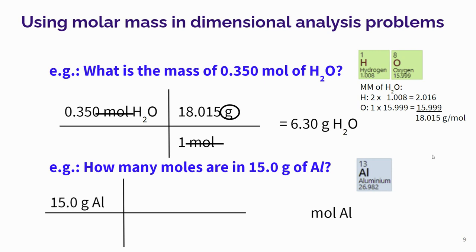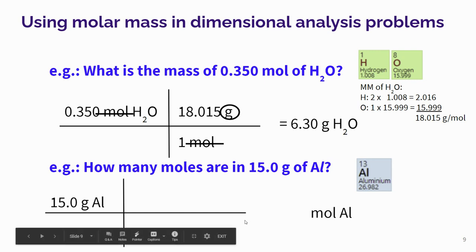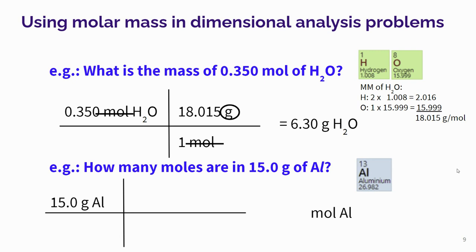So start with the 15 grams of aluminum, which is what we were given, and we know that 1 mole of aluminum weighs about 27 grams. So in this case, we want moles on top and grams on the bottom so that the grams will divide out or cancel out and leave us with moles on top. So you basically can take that molar mass and flip it upside down. Remember, it's always grams per 1 mole though.